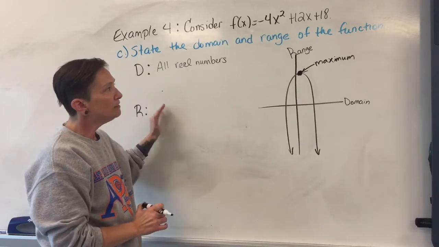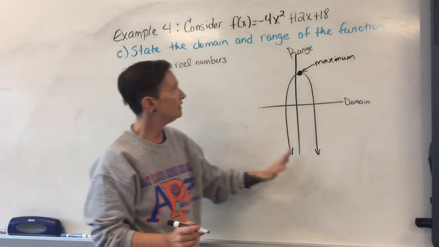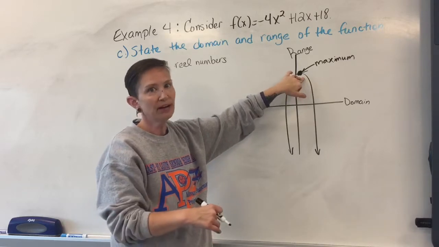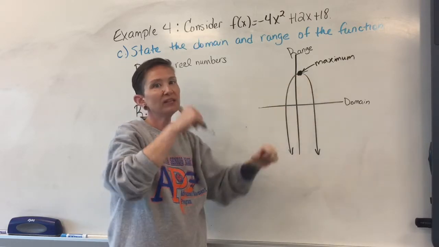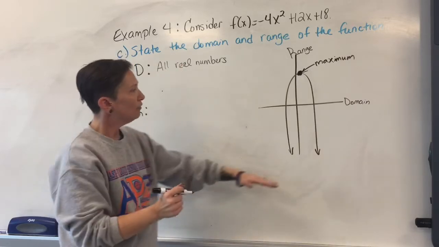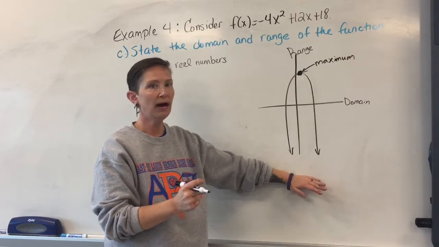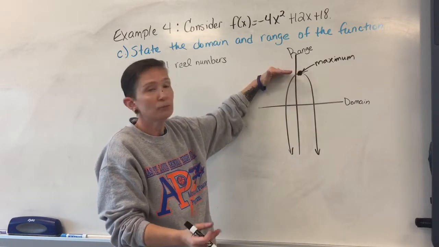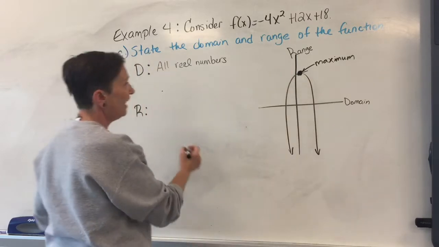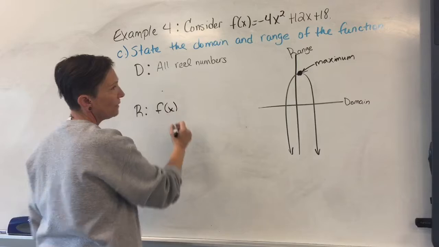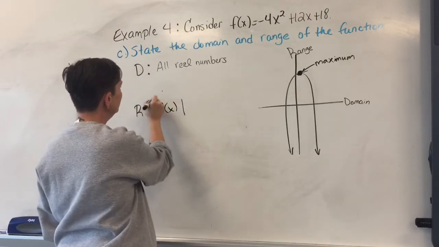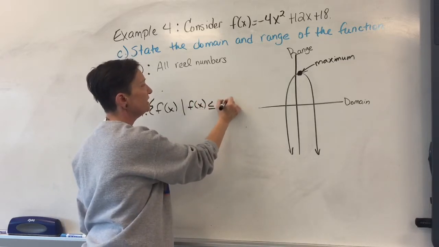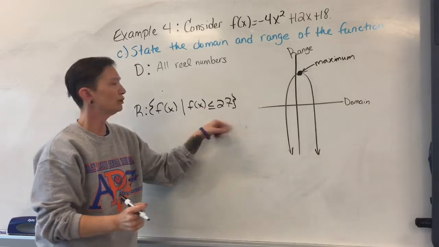Now, the maximum value or the range of this graph will only go up to 27. We found that the maximum value in the last part was 27, so therefore the range is from the lowest point in the graph, which is infinite, to the highest point in the graph, which is our maximum at 27. So we can write that as, our range is all my y values that are less than or equal to 27.